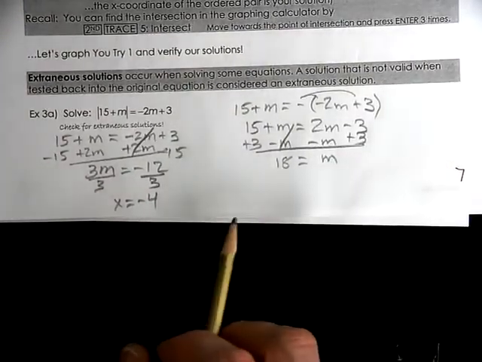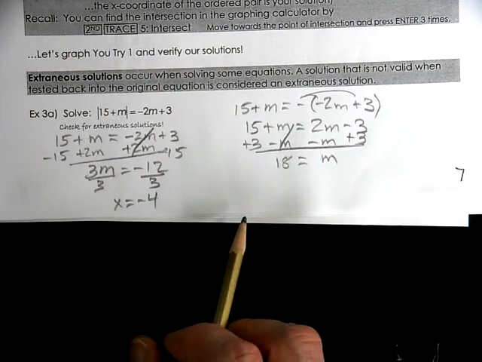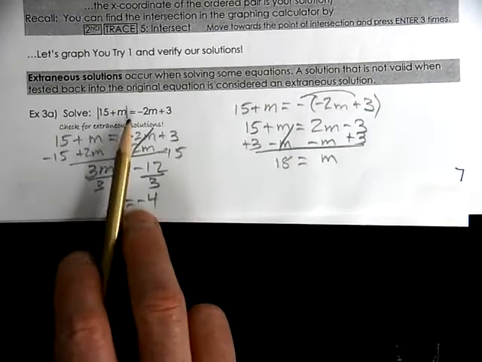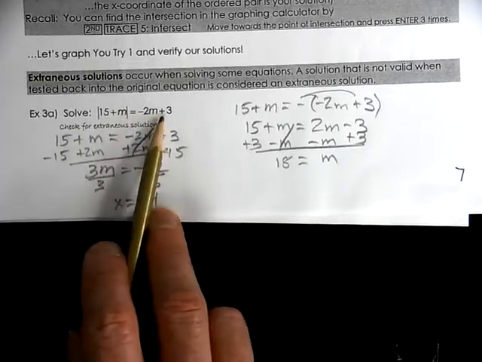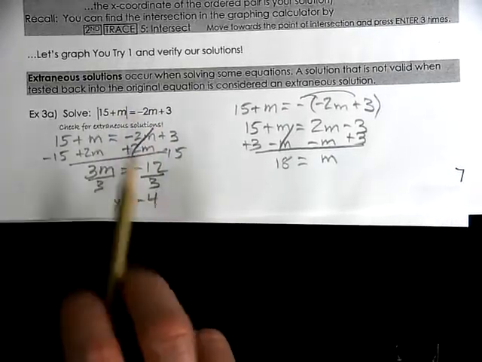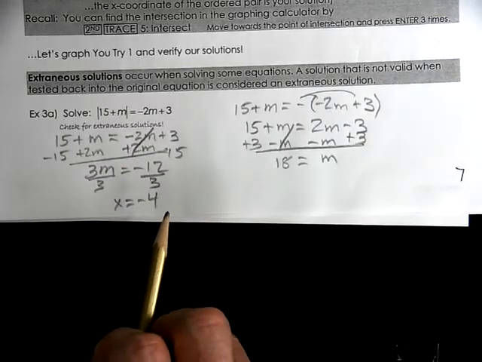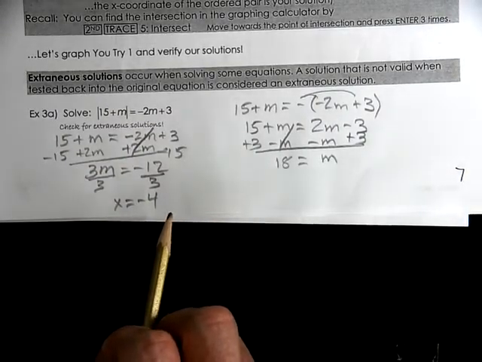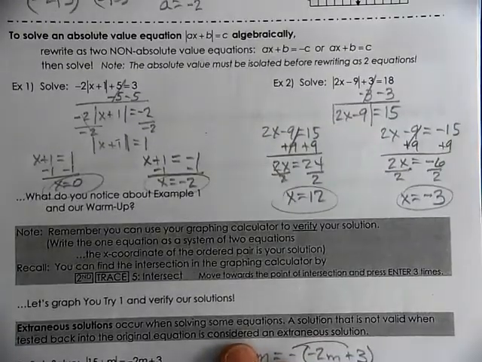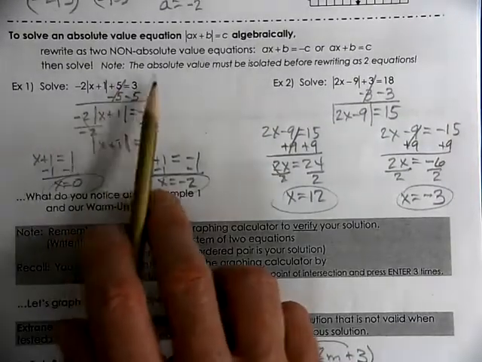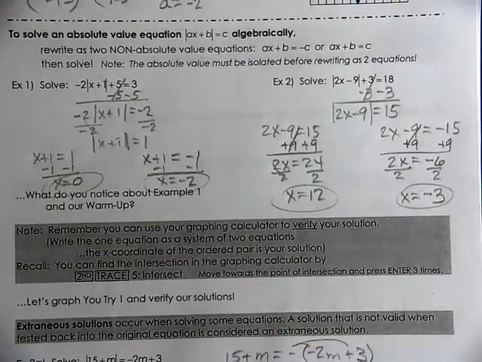So let's check these answers. Because we have m on both sides of the equal sign, there could be a concern. There are two different m's in the problem. We could have an extraneous solution. We weren't too concerned about that earlier because we didn't have m's on both sides, or x's.